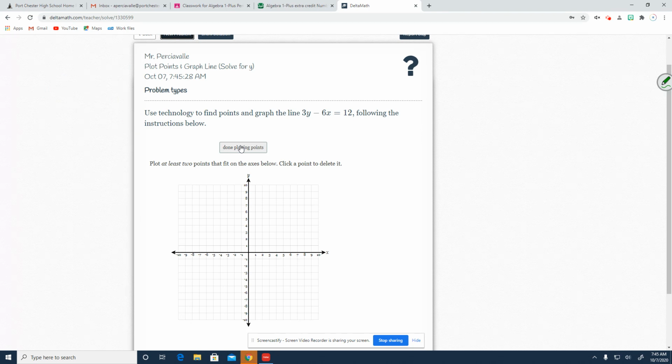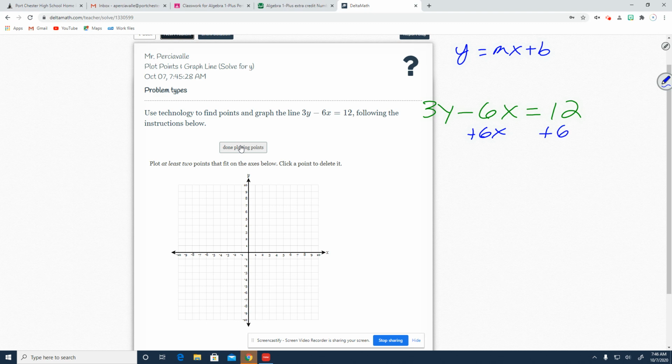Use technology to find points. Now, don't worry about that. Just solve for y, graph the 2 points, and then connect your points. That's all you have to do. We have 3y minus 6x equals 12. Again, we have to get that y by itself. We need it in the form y equals mx plus b. So I'm going to add 6x to both sides.